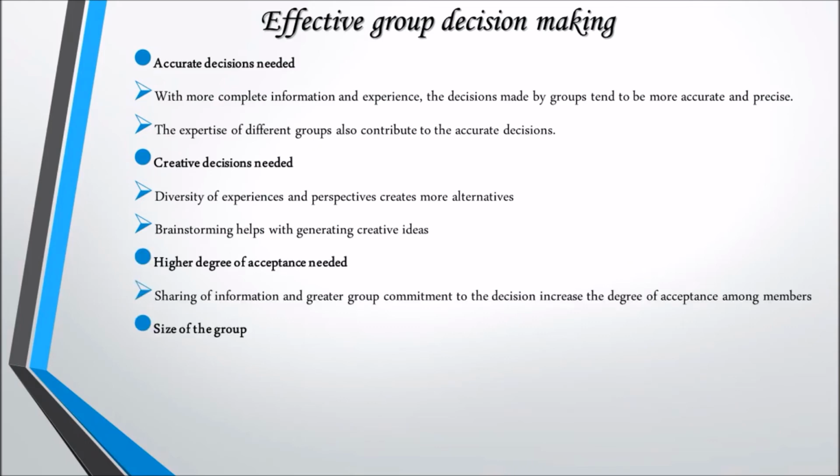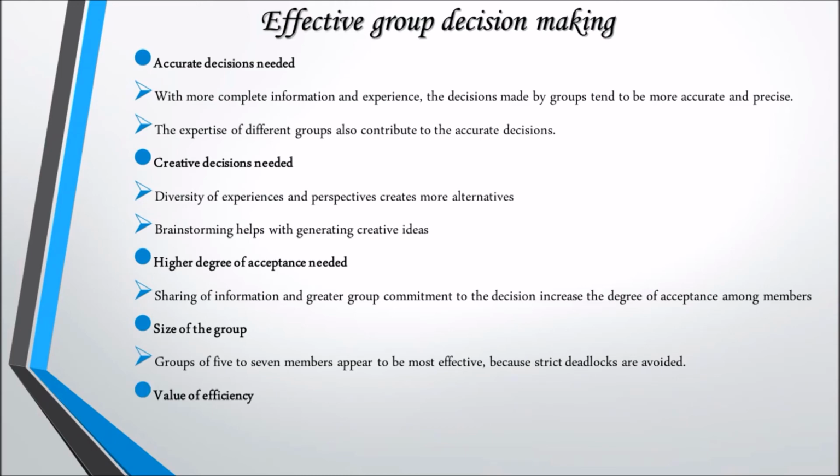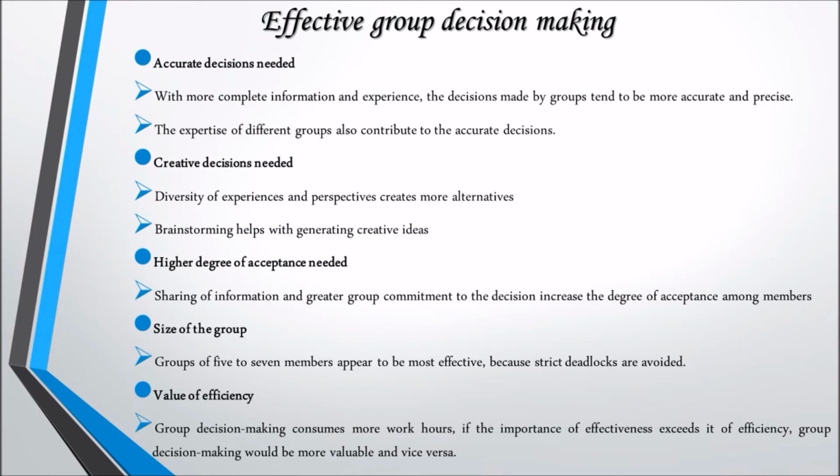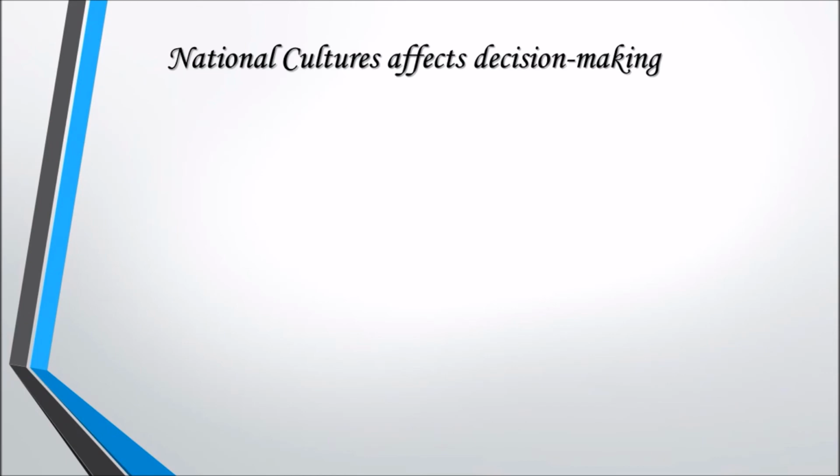The fourth one is the size of the group. As shown in the research, groups of 5 to 7 members appear to be most effective because strict deadlocks are avoided. The last one is value of efficiency. Group decision making is time consuming. So if the importance of effectiveness exceeds that of efficiency, group decision making would be a better choice, and vice versa.